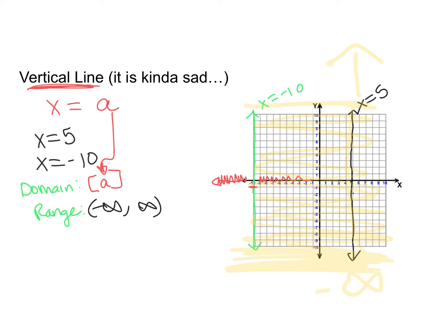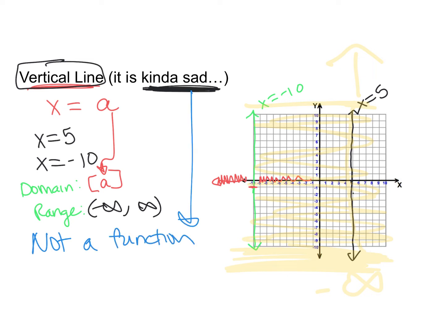Now, the reason why I say it's sad is because if it's a vertical line, it does not pass the vertical line test. In fact, that's extremely flawed, right? Because the poor thing is a vertical line itself. So vertical lines are not functions. So this is not a function. And that's why it's kind of sad. It's not even considered a function. But you still see it. You'll still need to know what the graph looks like.